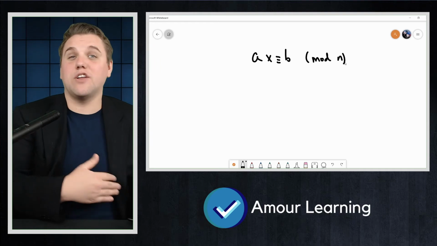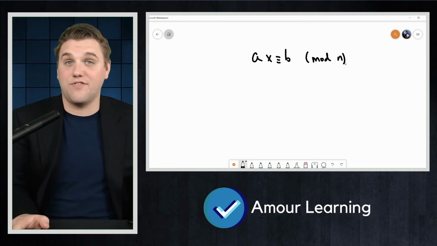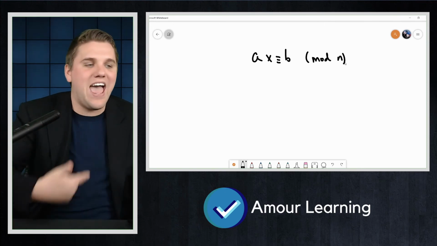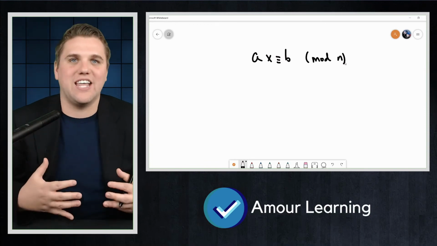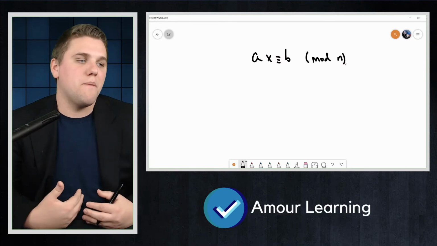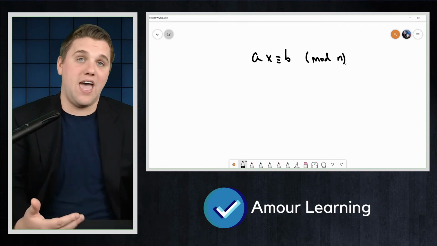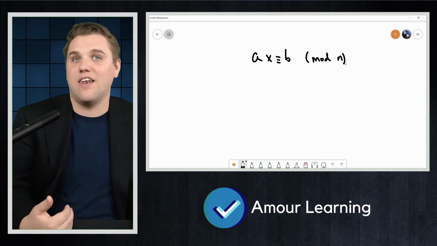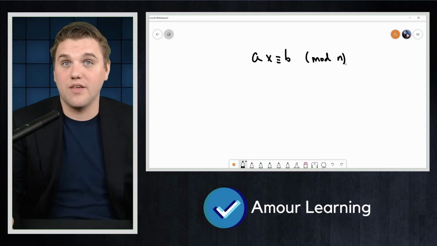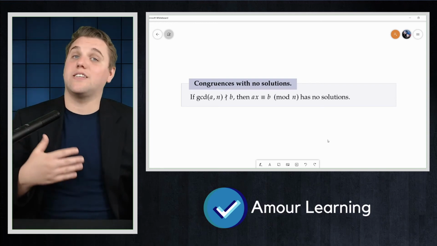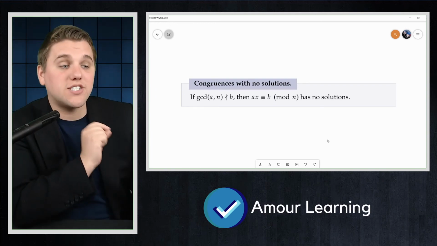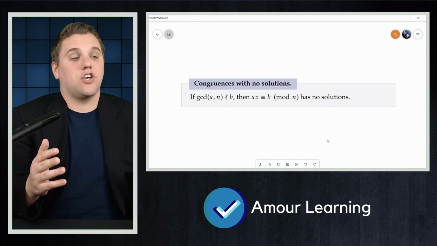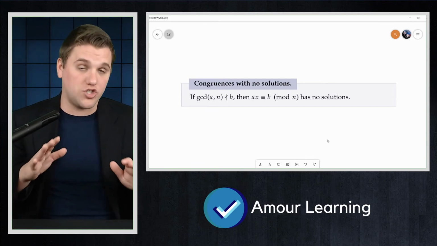if a and n are divisible by a number which b is not divisible by, then there will be no solutions. We'll end up having to add n over and over again, and we'll just never get b to be divisible by that number that's in common between both a and n. In fact, we really only need to check one divisor of a and n, the greatest common divisor. Thus, a more compact way to say all of this is that if the greatest common divisor of a and n does not divide b, then ax congruent to b mod n has no solutions.